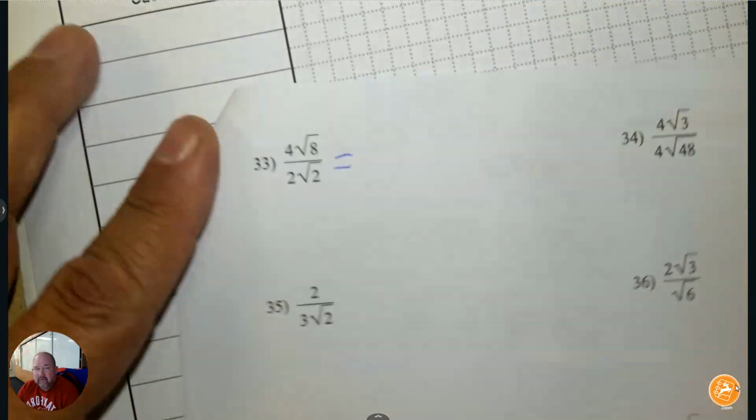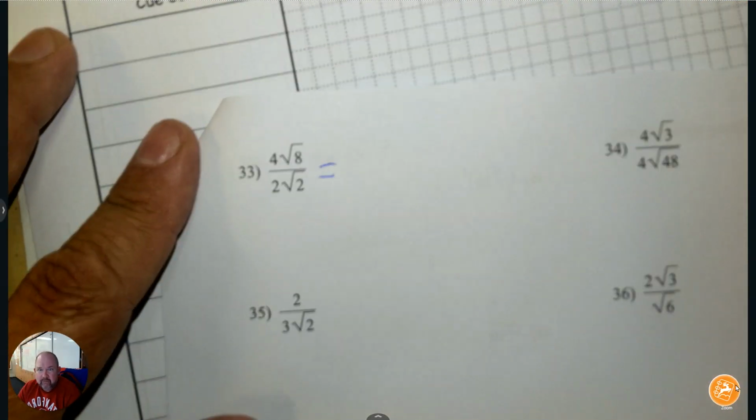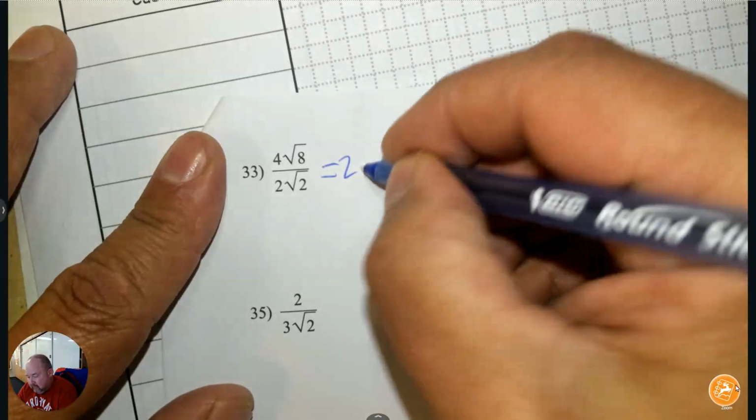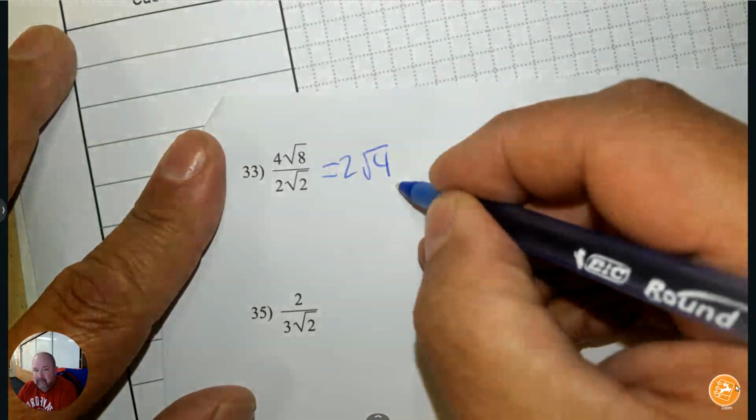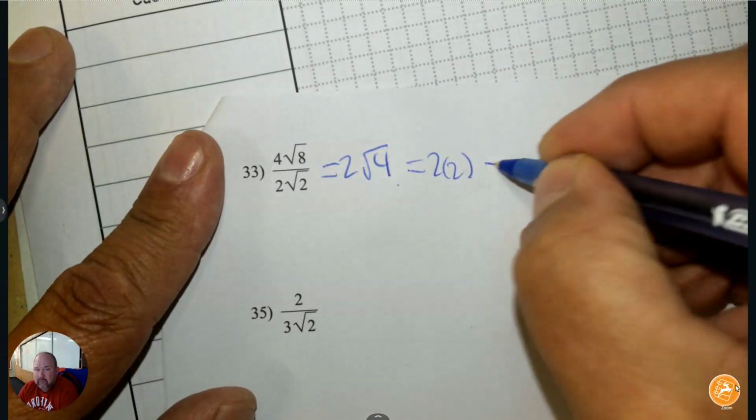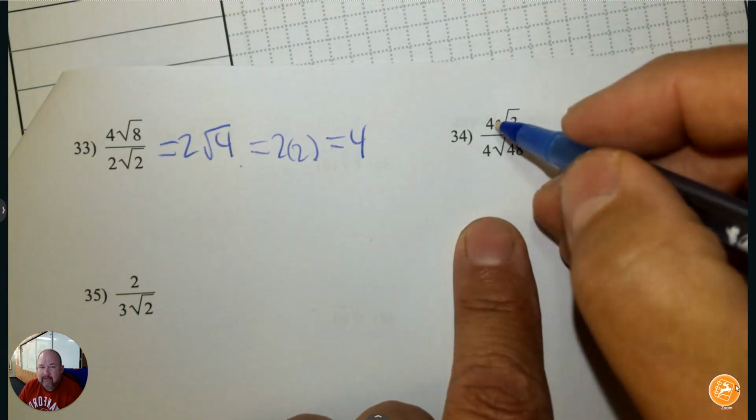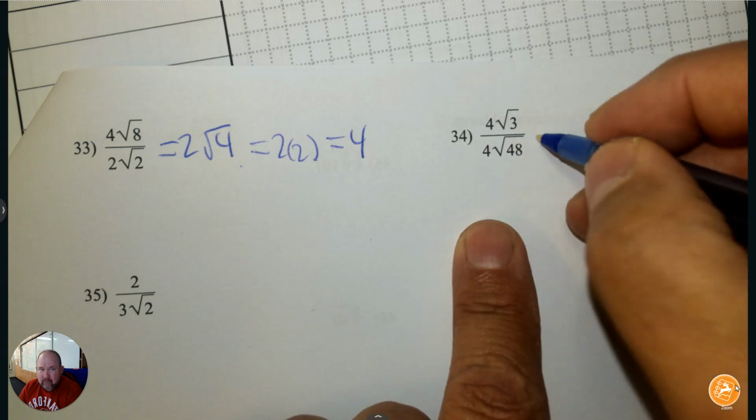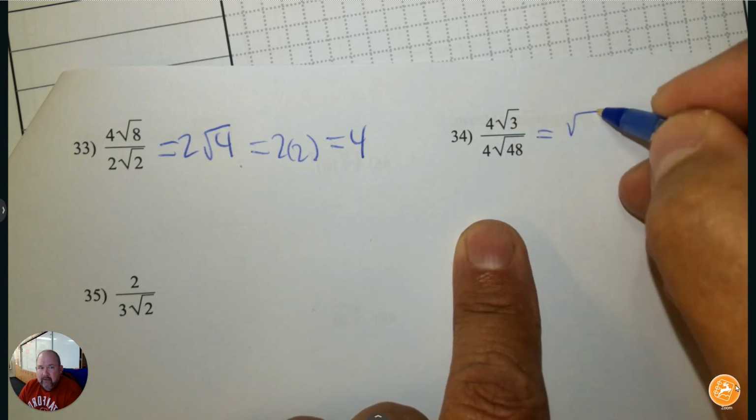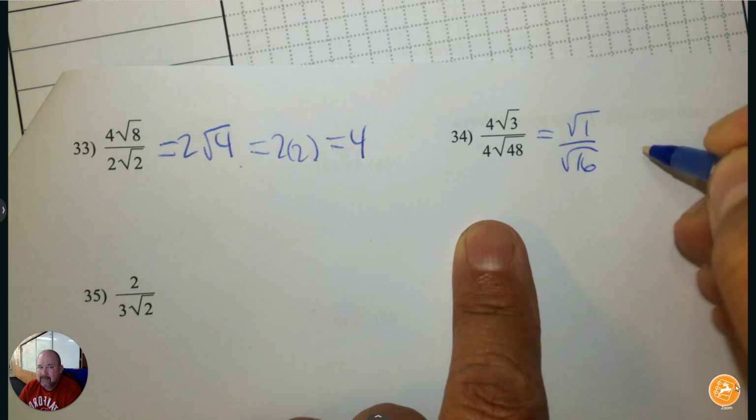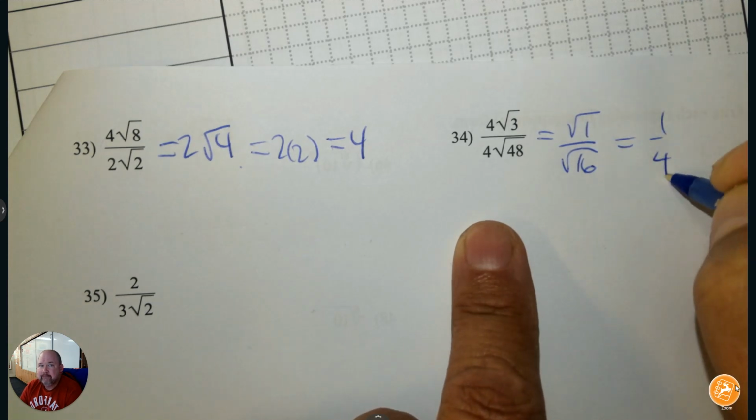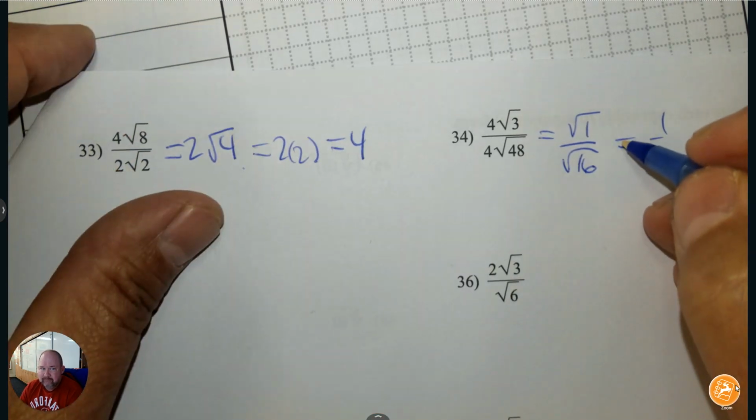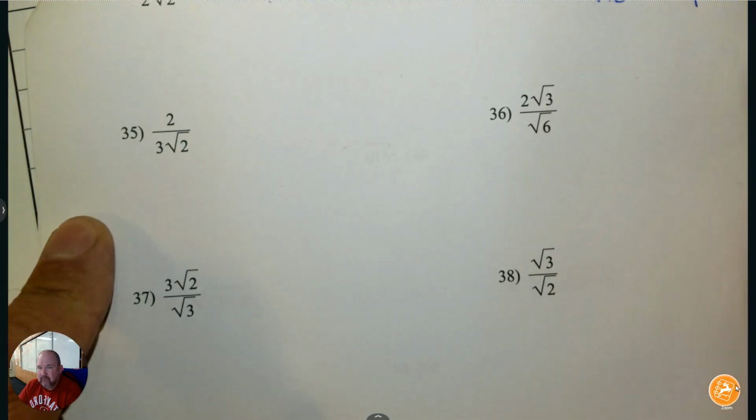Can we simplify this? Go ahead, press pause and see if you can simplify these. 4 divided by 2. 8 divided by 2. Now the square root of 4 is 2. So that's 2 times 2, so that's 4. Let's try again. 4 divided by 4, that's 1. 3 goes into 48 16 times, so that's 1/4. The square root of 1, square root of 16. Again, press pause and try it.